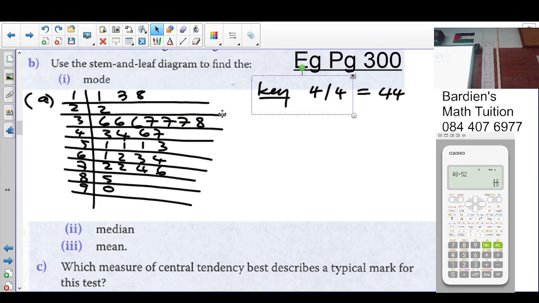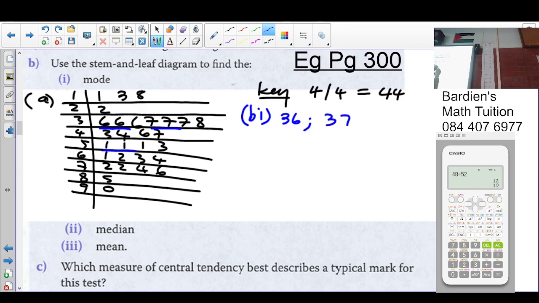People, what's the mode? The mode is the number that occurs the most. So the numbers that occur the most here are 36, 37, and 51. Okay? So those numbers all occur the most, at a frequency of 3. Okay? And then number 2 is the median.